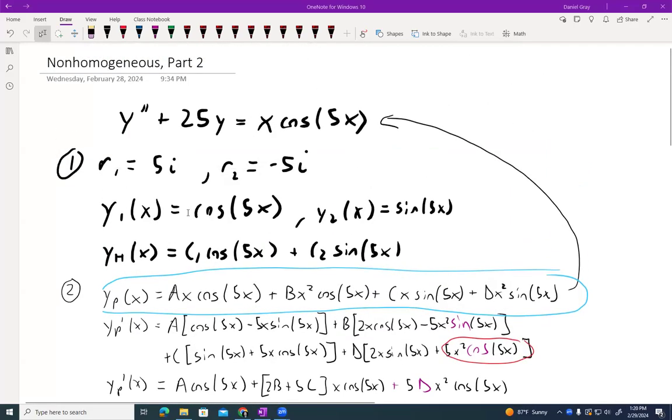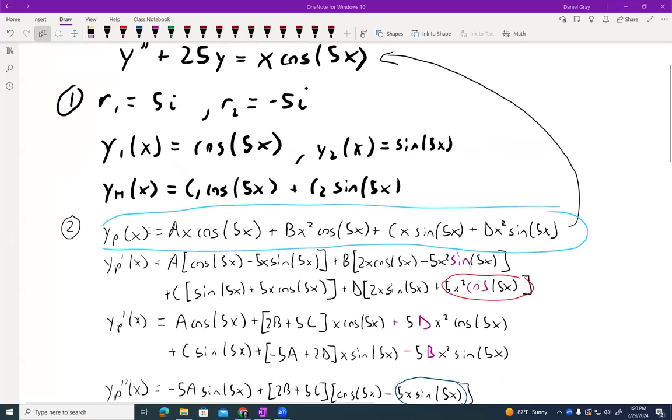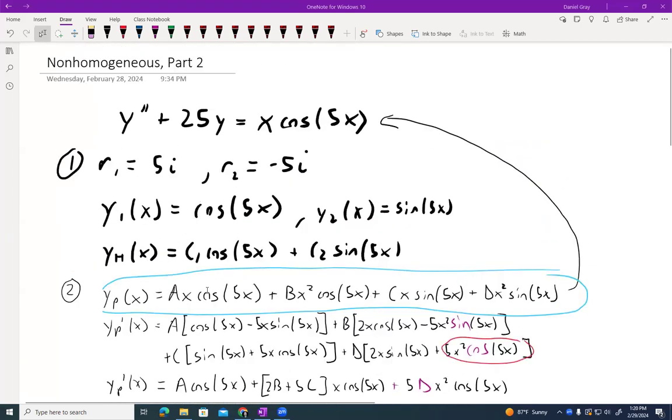Hey everybody. So I did a video where I actually showed my work as I was going through finding the particular solution using method of undetermined coefficients and everything. But then I made a mistake and I had to go back and correct everything. So I'll just walk you through briefly how this works again.